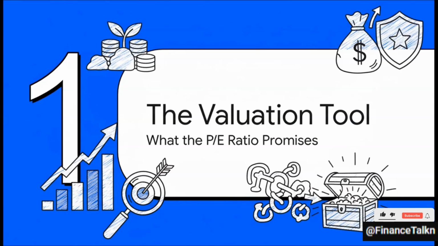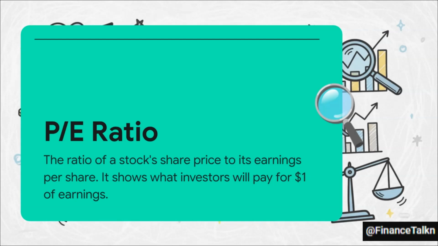So, let's start with the promise. What is this tool actually supposed to do? What's the big idea behind it? Okay, here's the official definition. You take the company's current stock price and you divide it by its earnings per share. What you get is basically a multiplier. Think of it like this. It tells you how many dollars you have to shell out just to buy $1 of that company's profits for a year. Sounds pretty straightforward, doesn't it?